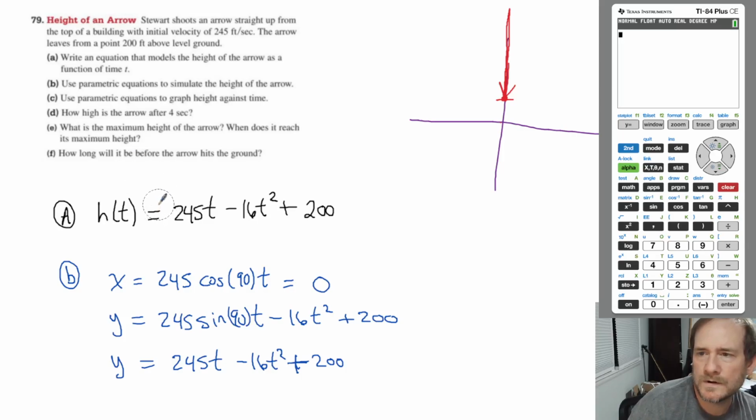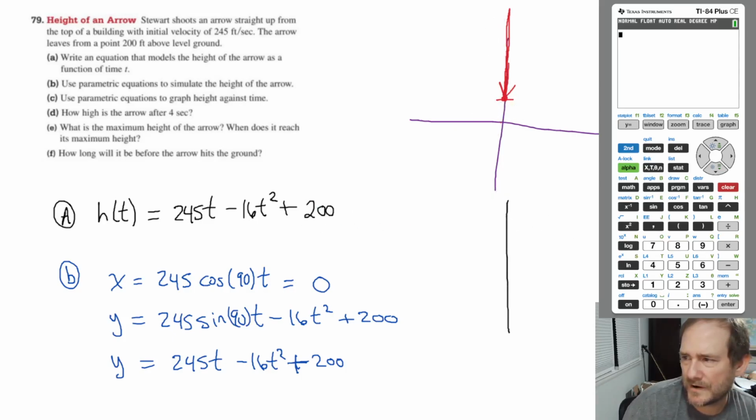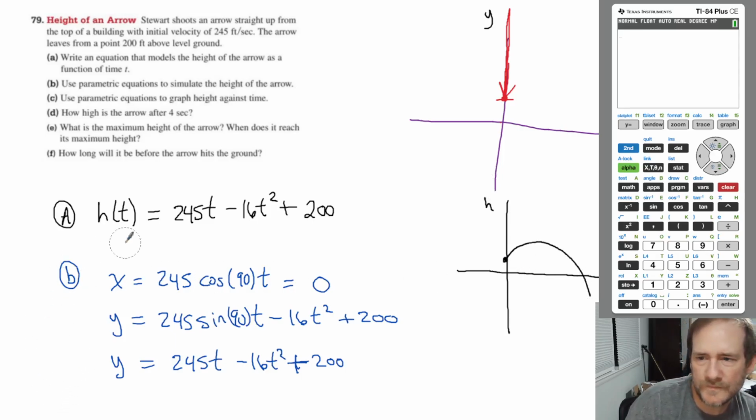So this equation would not be the same graph. The graph of part B, remember, is actually modeling x against y. Here we're modeling time against height. So that would actually show a real parabola. Alright, but that's it for A and B.